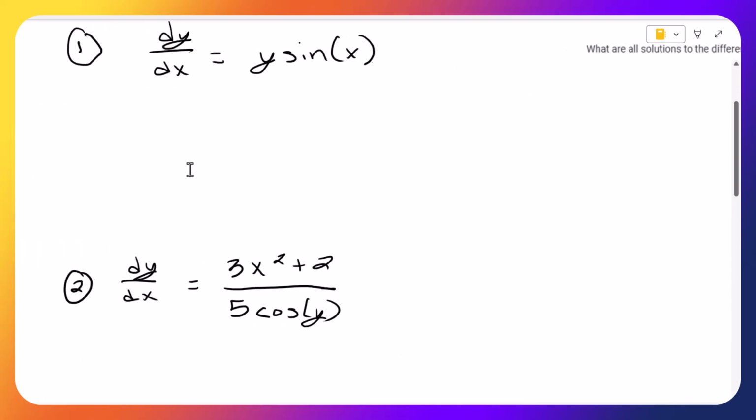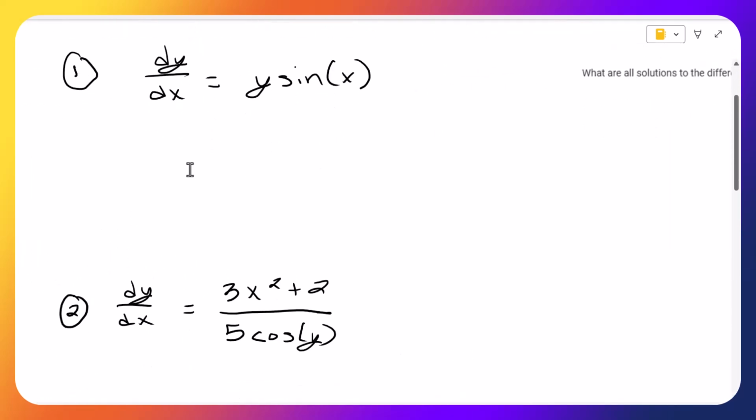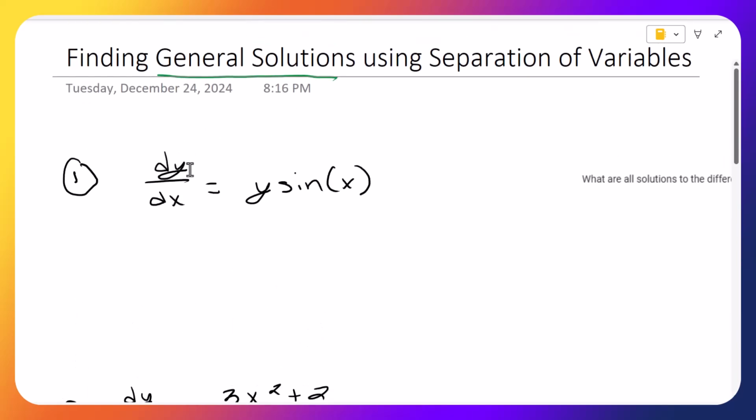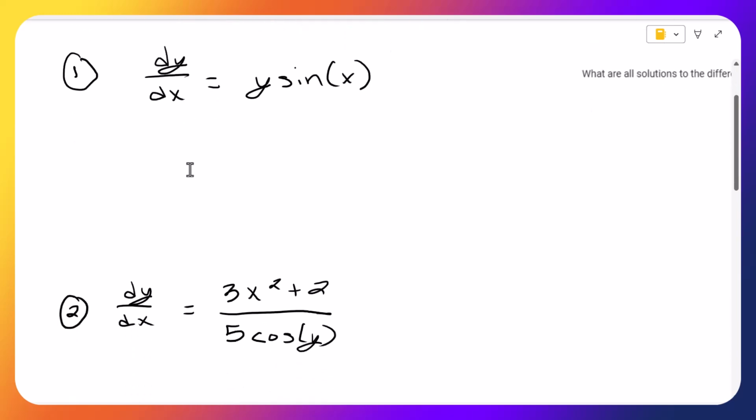Okay, we are finally ready to actually algebraically find general solutions. And when I say general solutions, I'm going to connect this to what I said earlier. General solutions is the same thing as family of solutions. So we're finding our family, that's our plus C. Finding our family of solutions to differential equations. We're finally going to algebraically be able to solve this.